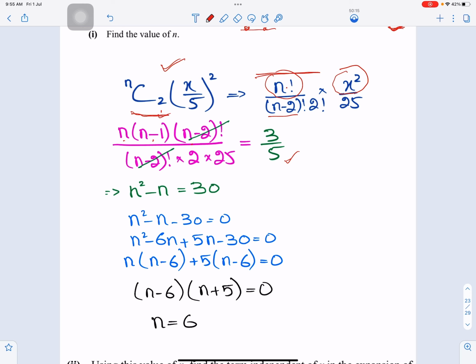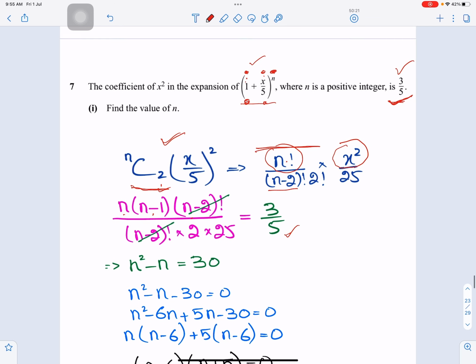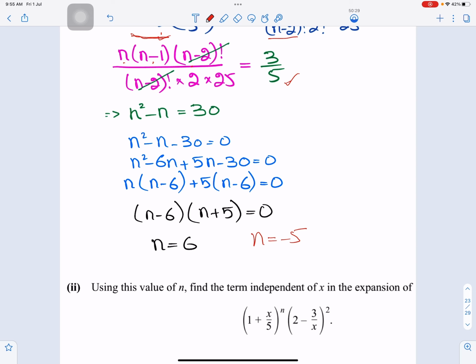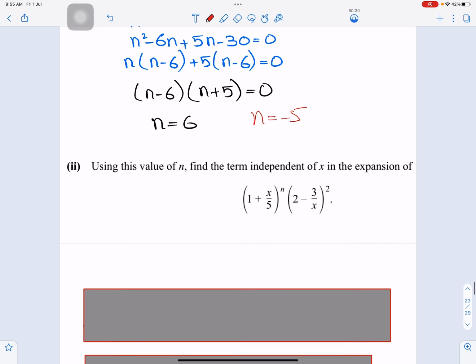Why did I not write the other value of n, which is minus 5? Because n is positive, right? It is given here, positive integer. Even if it is not given in your syllabus, you have only the terms which have n positive. In A level, you will see other values, negative, fraction and all.